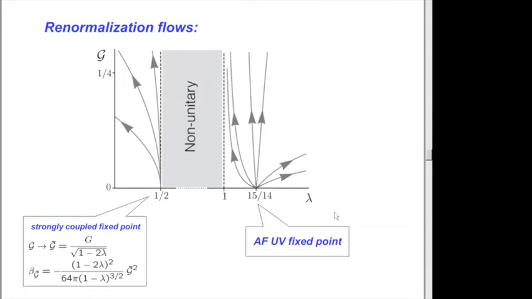So what we found is that there is at least one asymptotically free UV fixed point, which corresponds to a value of lambda of about 15/14. This is a rather strange number. There is another point, but this is actually in the domain of strong coupling. What separates these two regions? This is a range of lambda between 1 and 1/2.